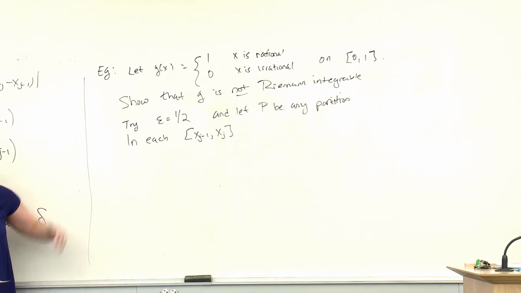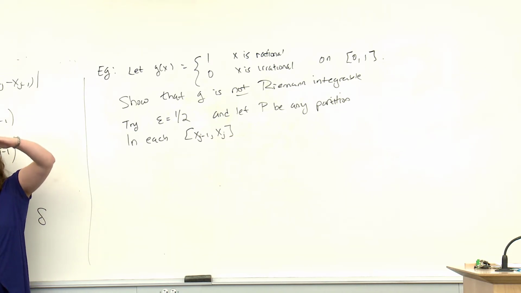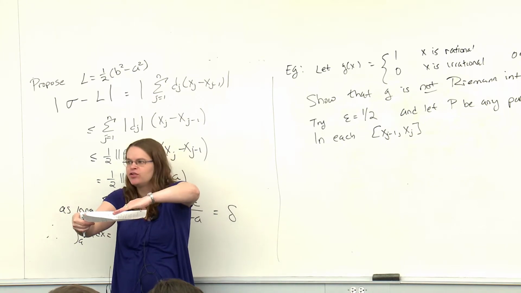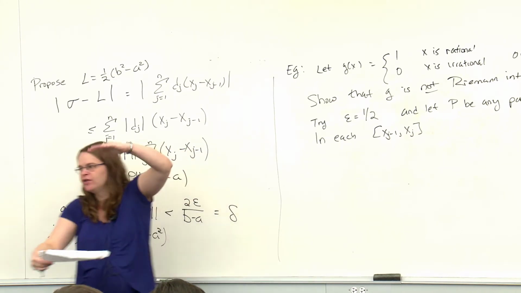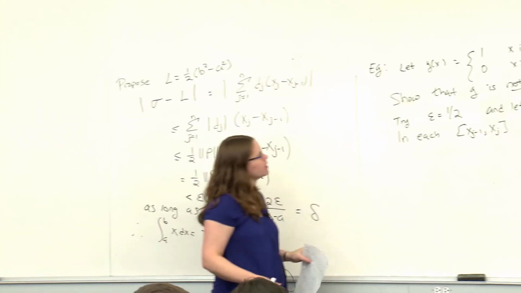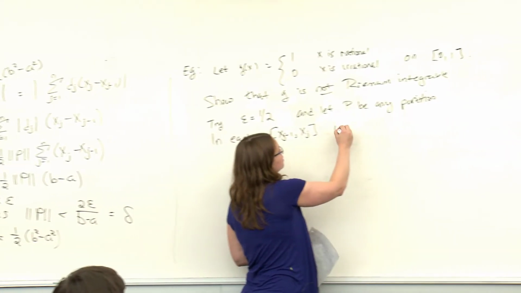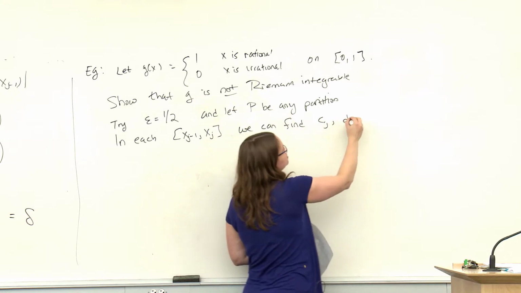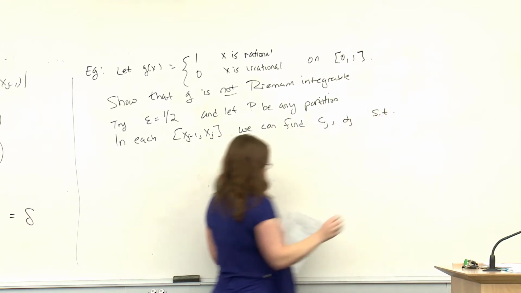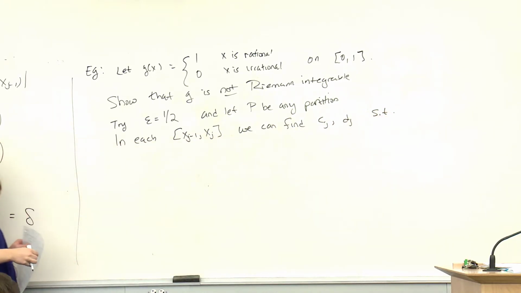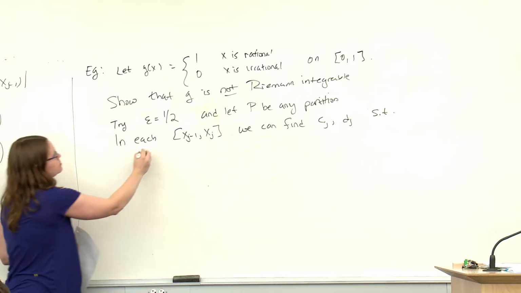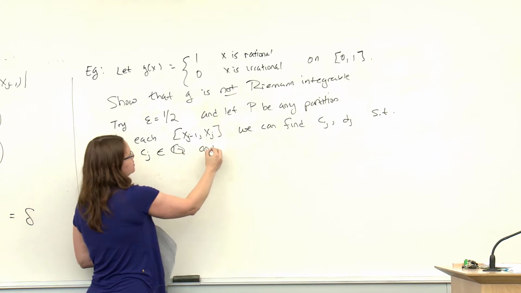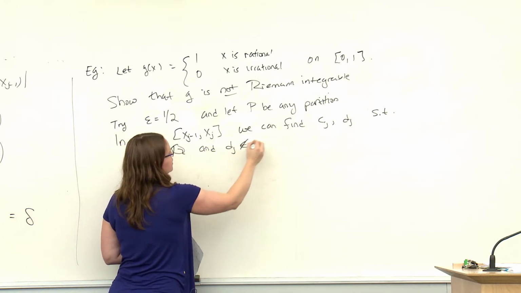We know that if the partition is small enough and if this function is integrable, then it shouldn't matter where I choose my c's. We should get values close together. I'm going to show that actually I can get values that are far apart. So let's choose, we can find cj and dj such that one of them is a rational number, one of them is not a rational number. cj is rational and dj is irrational.